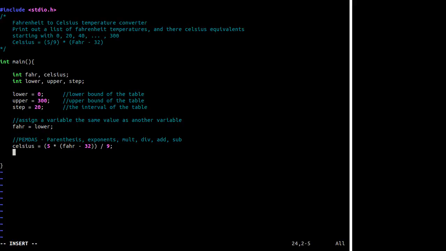The next step, obviously, now that we have far equal to 0 and we have Celsius equal to negative 17, we're going to want to print them out, right? That's what we're trying to accomplish. We're trying to print them out.